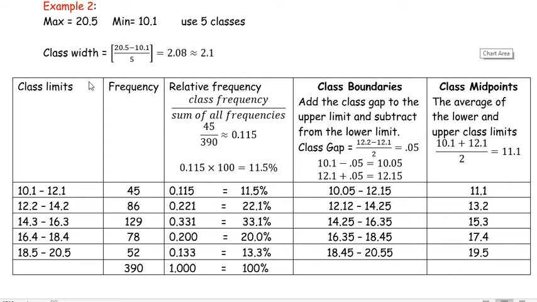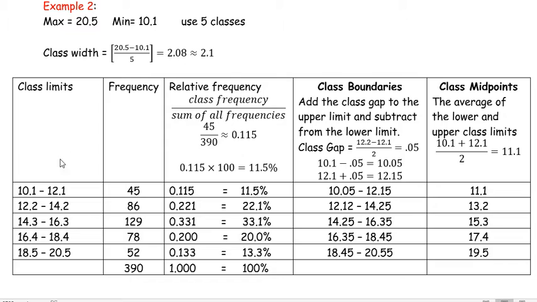So to figure out the class width, we would take the maximum value minus the minimum value and divide by the number of classes. And that gives you 2.08. But because we put those brackets around, that's telling you to round to the next highest value that matches the data in your data set. And our data went to the tenths place, so we want to round up to the tenths place. And this tells us that 2.1 is going to be our class width.